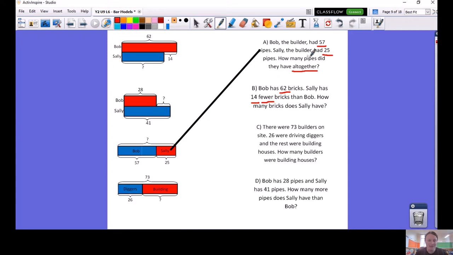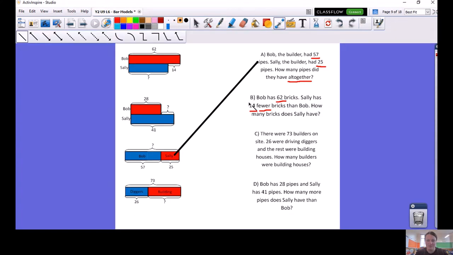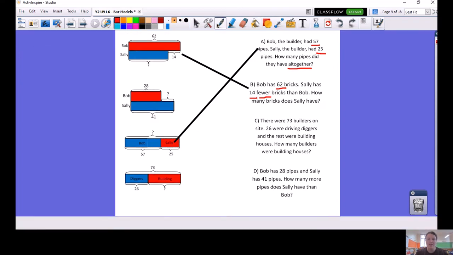Right, let's have a look. Which one of these has a whole and one part? This one has a whole and one part. This one has a whole and one part. Which one has got the right numbers? 62 and 14. Right, okay, so I can see there that that's got the right numbers and it's got the whole and it's got Bob and Sally. Brilliant. Okay, I'm going to move on to my next one.